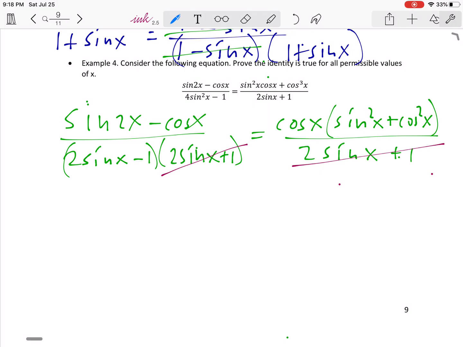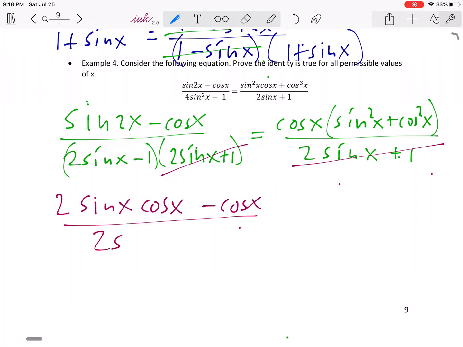Okay, and now you've got the sine 2x, which we can change to 2 sine x cosine x minus cosine x over 2 sine x minus 1. And then on the right hand side here, you've got the sine squared x plus cosine squared x, which is just going to equal 1. Okay, so that's just going to become cosine x.